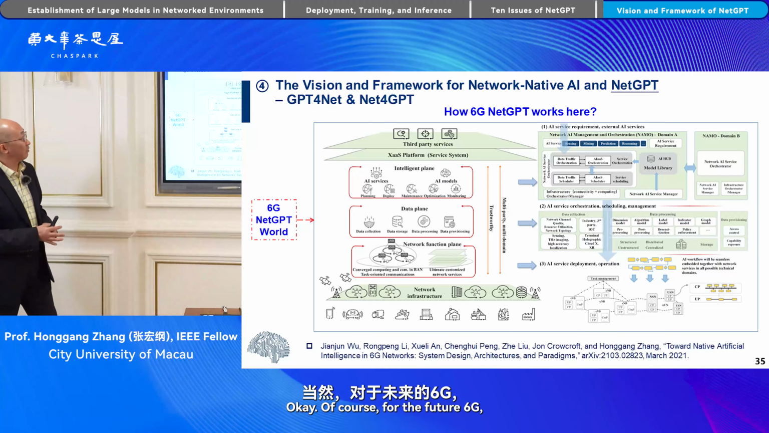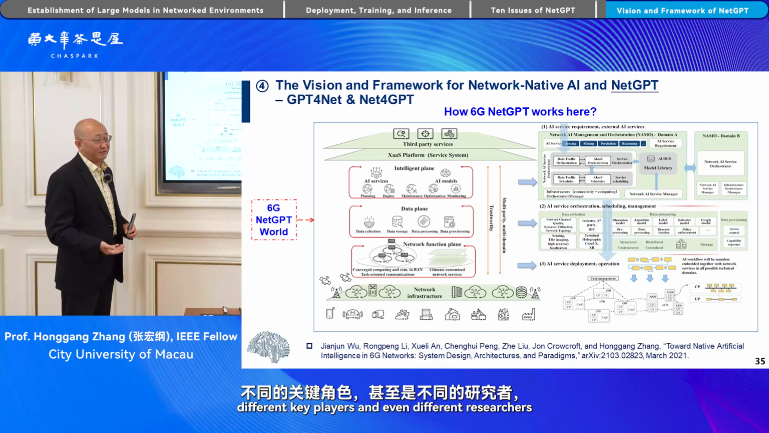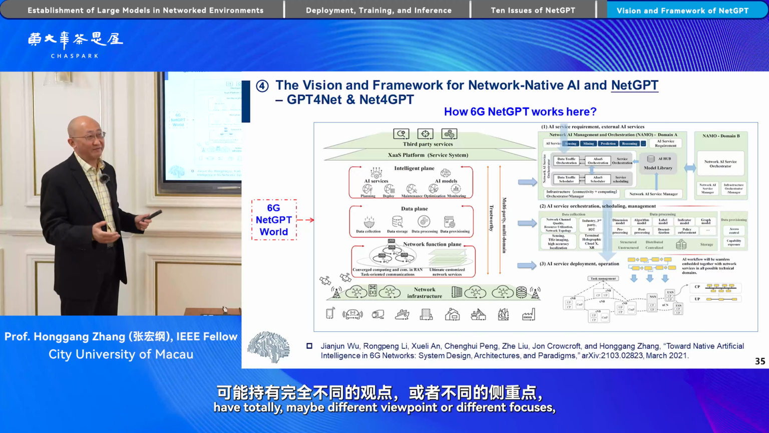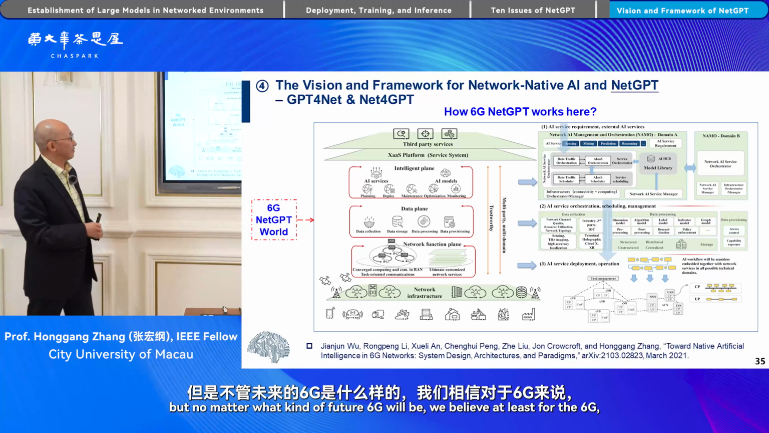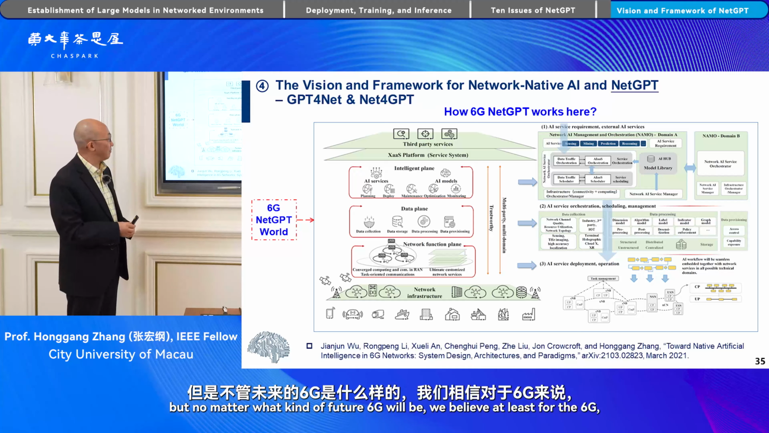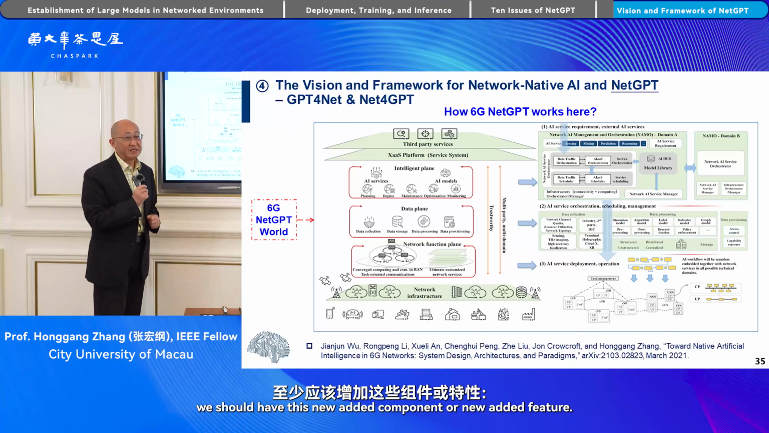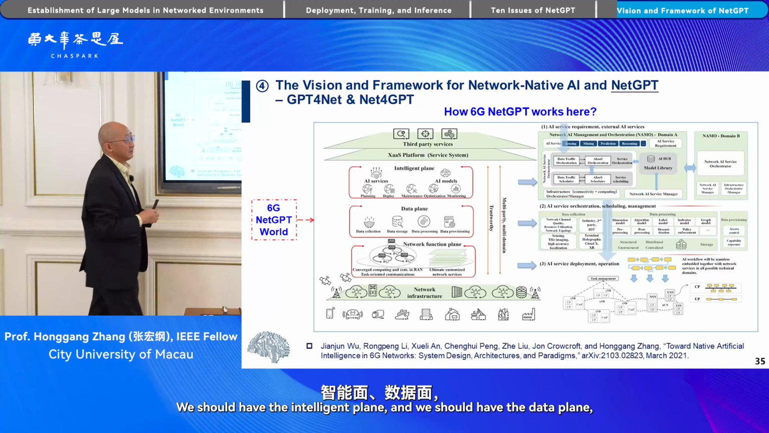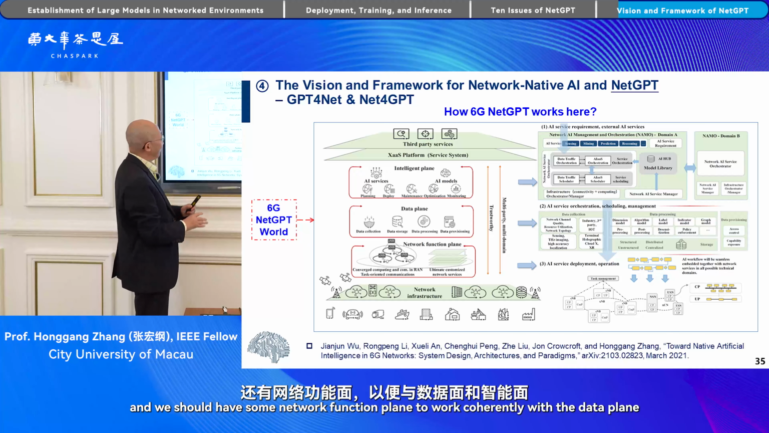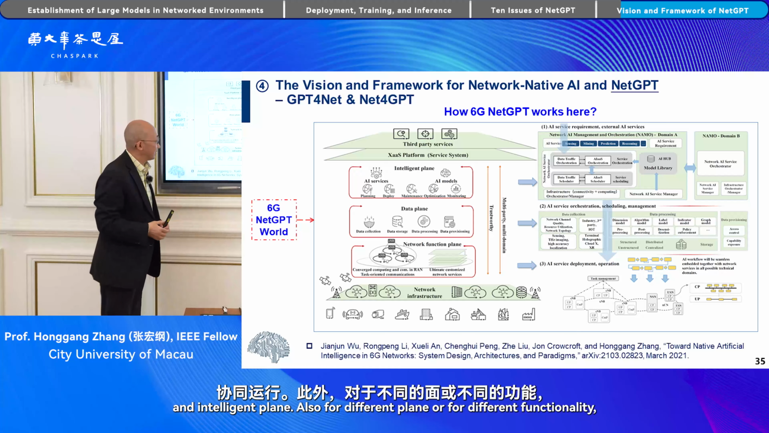Okay, of course, for the future 6G, different key players and even different researchers may have totally different viewpoints or different focuses. But no matter what kind of future NetGPT will be, we believe at least for 6G, it should become a newly added component or feature. We should have the intelligent plane, the data plane, and some network function plane working coherently with the data plane and intelligent plane.